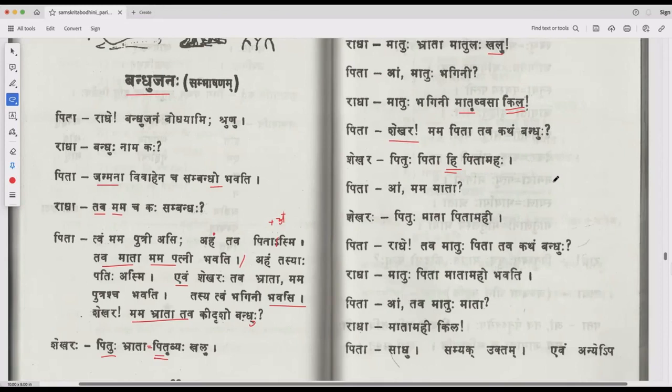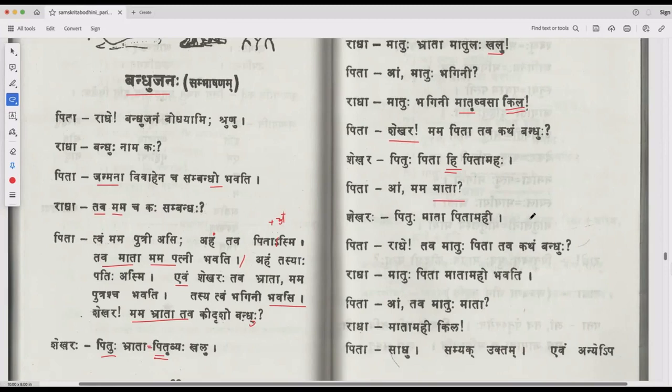Why is it not bahuvachanam? Meaning wise, you understand that it is one boy who is there. But what would it have been if it was in Bahuvachanam? Shekharaaha, with the Visarga. Okay.